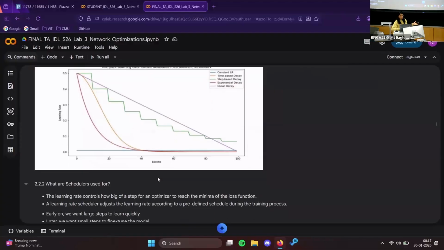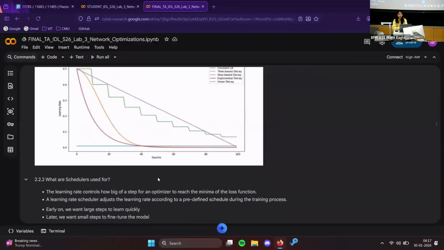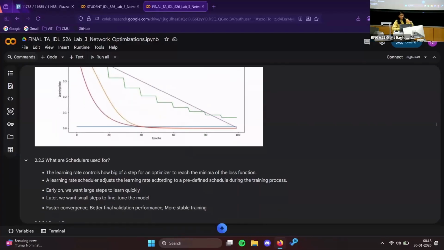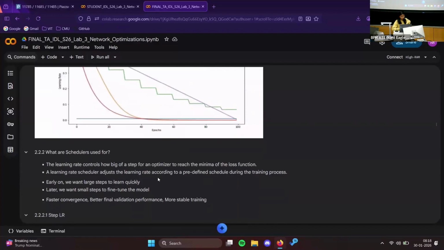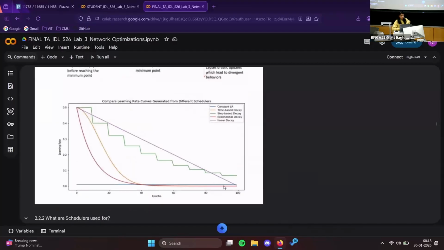So how do we achieve this? The learning rate scheduler adjusts the learning rate according to some predefined schedule during the training process. Generally, when you start training, you would want a high learning rate, and once you are closer to the minima, you don't want to bounce and overshoot the minima. So you would want a low learning rate so that you take small steps and approach the minima. That's the general case. And you can have different schedulers to do so.